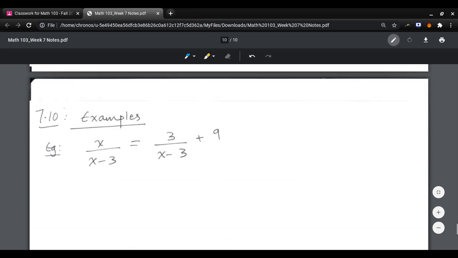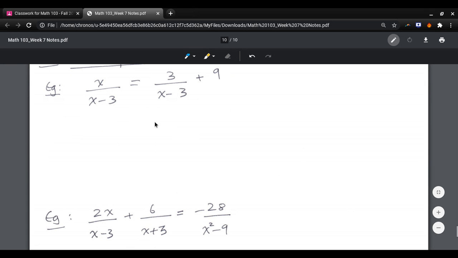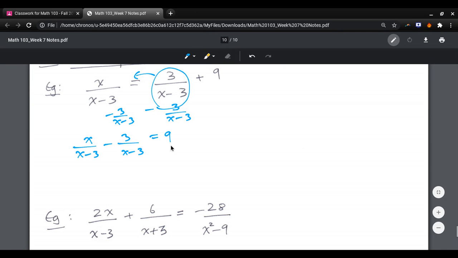Let's look at a few examples. So my strategy says, let's take this term over there, which means I subtract it on both sides. I end up with x over x minus 3 minus 3 over x minus 3 equals 9. Now the LCM here is just x minus 3. So x minus 3 over x minus 3 equals 9. These cancel out and I'm left with 1 equals 9, which is an absurd statement. What this means is there is no solution.